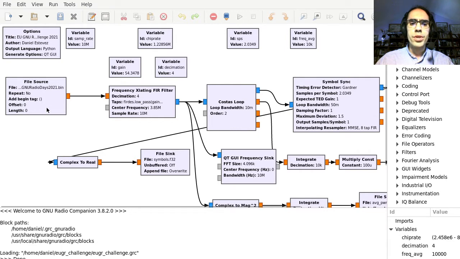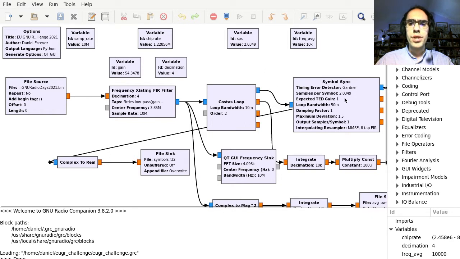I have the recording here. This is to bring the signal down to baseband, then a Costas loop for carrier phase recovery, then the symbol synchronization. And here I'm using the chip rate, which is given in the challenge description. But this is something you can check yourself. If you multiply the signal and the complex conjugate of the signal delayed by one sample, you can see a spectral line at exactly the chip rate. So that's where this number comes from.